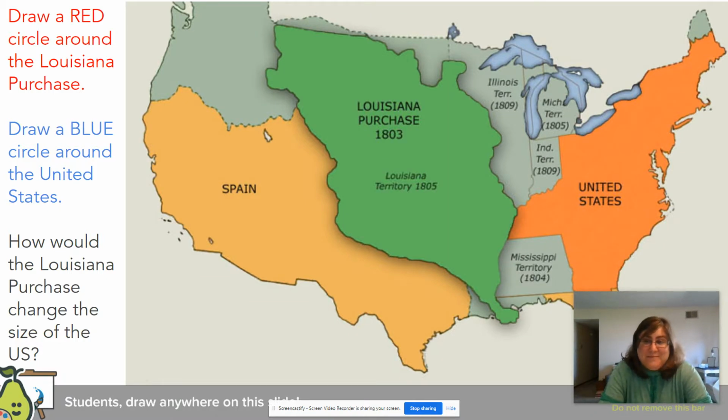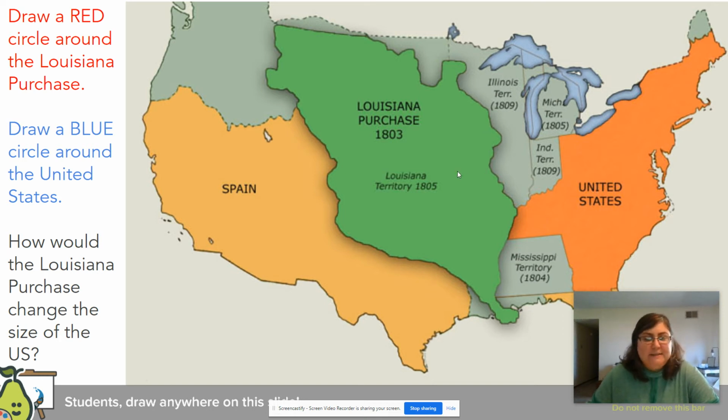Okay, we're going to move on to a second paradox slide. You don't get a break. This is a map of the United States, the Louisiana Purchase, and where Spain is in 1804 when we're talking about this Louisiana Purchase.